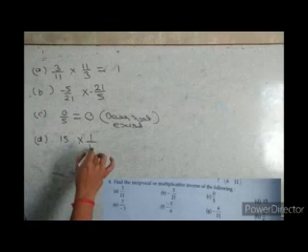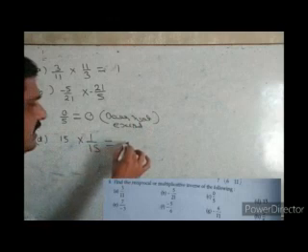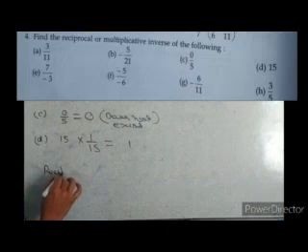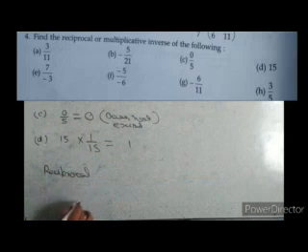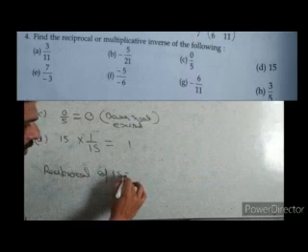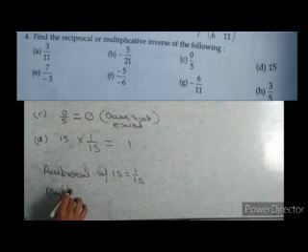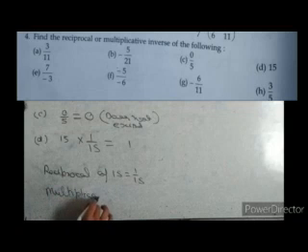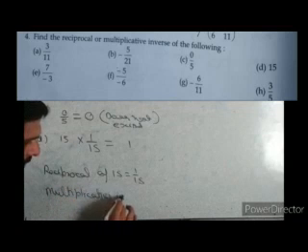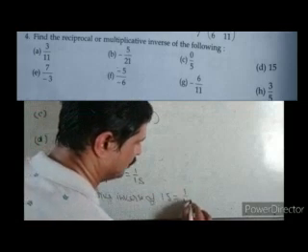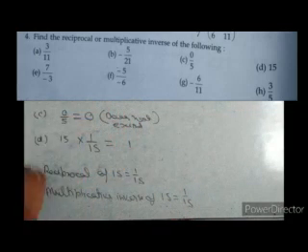Again, when we multiply 1 by 15 with 15, the answer is 1. So you can write like this. Reciprocal of 15 equals 1 by 15. Or we can say multiplicative inverse of 15 is 1 by 15. So the answer should be written like this. For all questions you should write like this. Reciprocal of 15 or multiplicative inverse of 15 equals this.